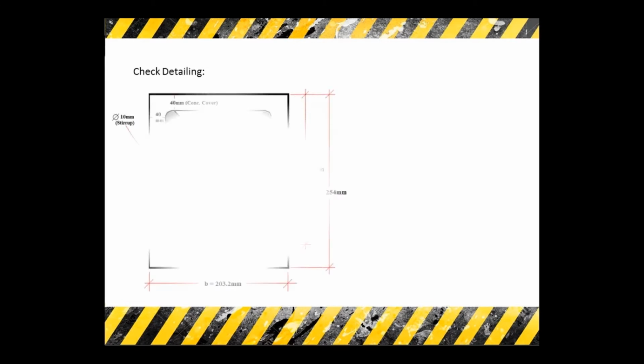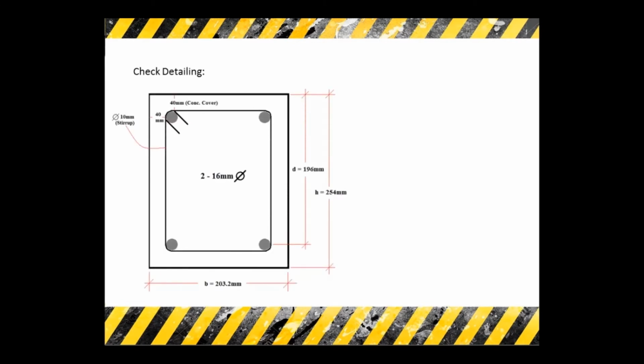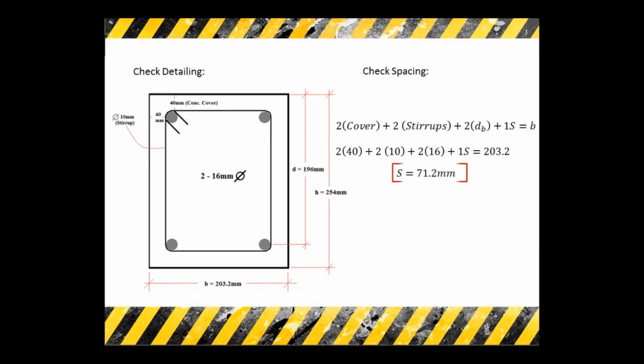Before finalizing, we have to check first the detailing of the design by checking the spacing of the reinforcements to each other. The minimum requirement on the reinforcement spacing based on the NSCP is 25 millimeters. And since our spacing is greater than 25 millimeters, therefore our design is okay.